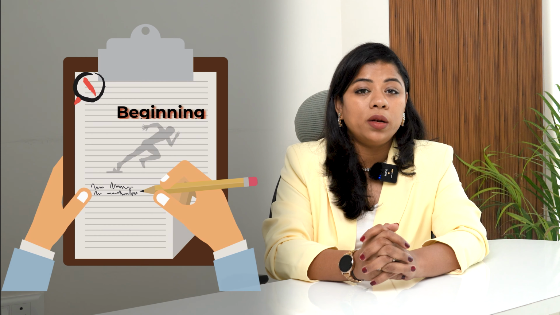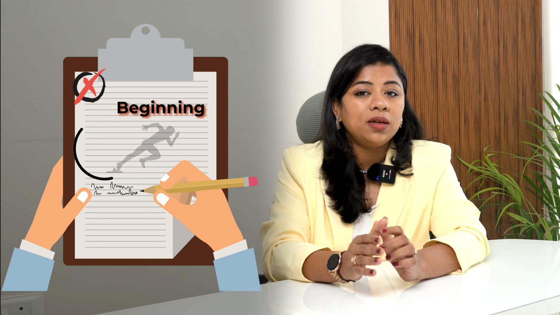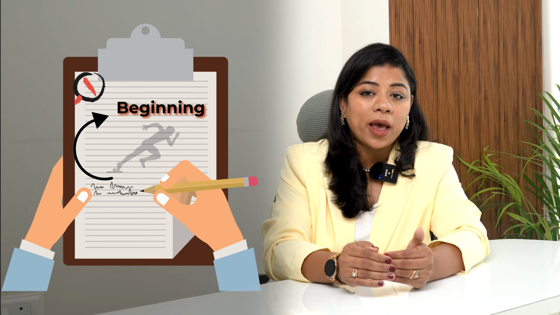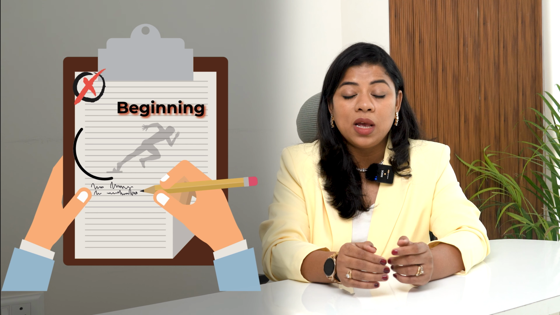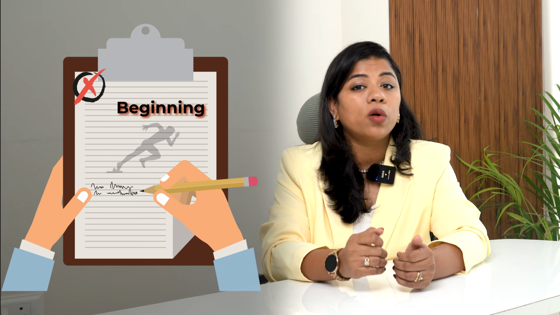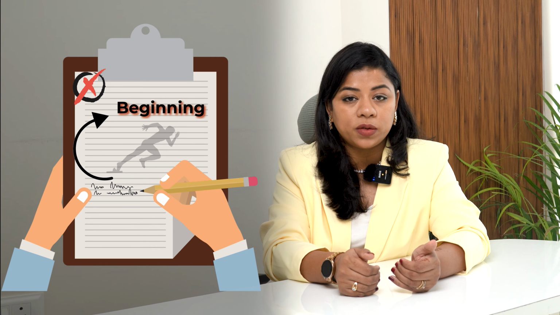The first common mistake that students make is number 1, no clear beginning or exposition. Starting in the middle without context. Many students jump straight into action or conflict without setting the scene or introducing characters. This confuses the reader because there's no understanding of where or when the story takes place or who is involved.